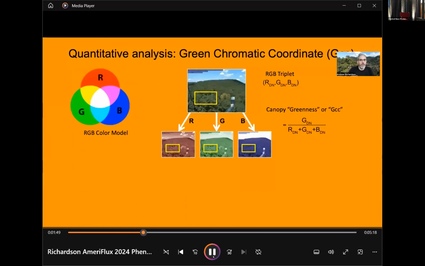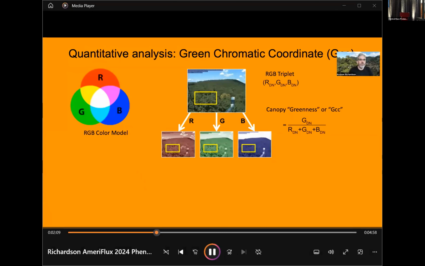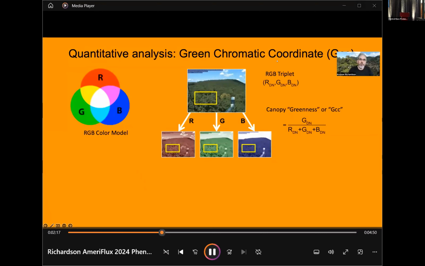Now, a really neat thing about phenocam images is that we can extract quantitative data from them. And this is made possible because digital camera images use what is known as the red, green, blue additive color model. And that model says that we can reproduce any color as perceived by the human eye through some combination of these three primary colors, red, green, and blue. And so that means we can take an image and split it into the three components, its red, green, and blue channels.